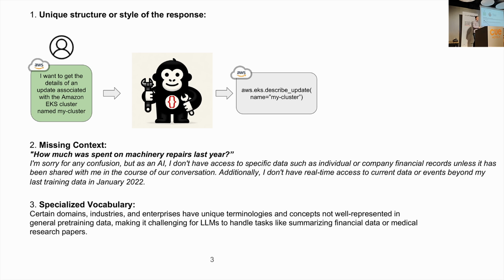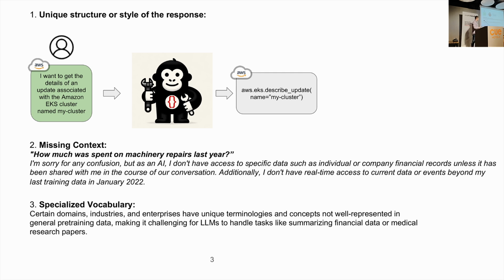Sometimes we need a unique structure like JSON, or we need a response as a function call to some SDK. In this example it is AWS. And we cannot get their output because LLMs are trained on specific datasets and cannot follow real-time data. Because of that, there are techniques to achieve this, and I will talk about it later.